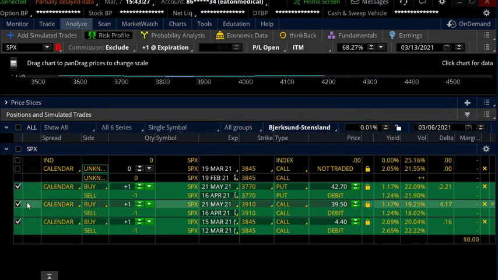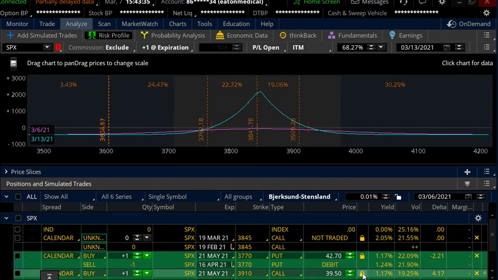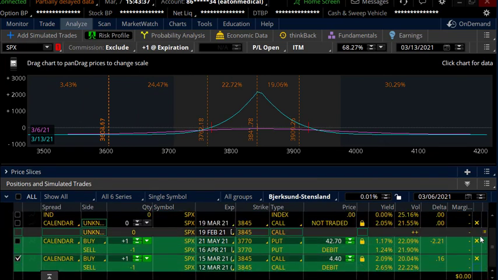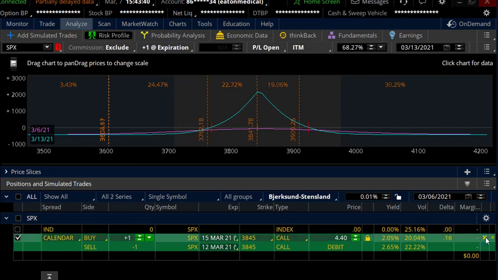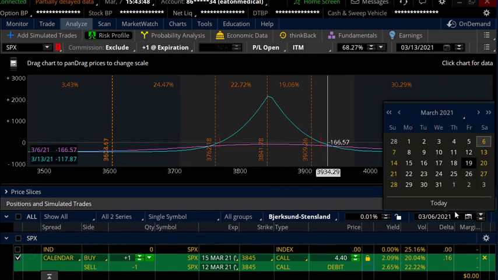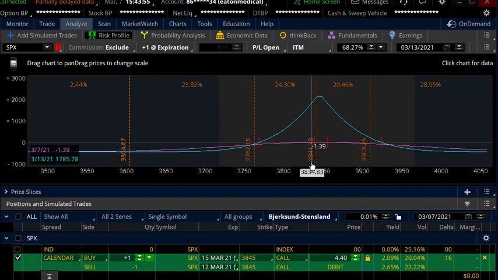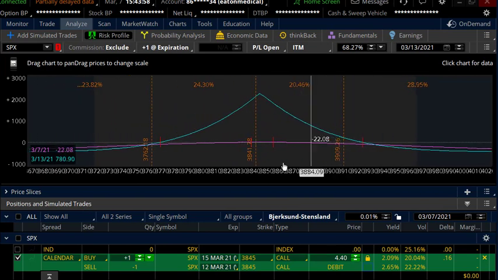I have some other things going on. Let's take those off, and just going to reset like that. Okay, so this is what it's looking like if we go to Monday. Today's the 7th. We are starting off very delta neutral. Our risk with one contract is about $400 debit.